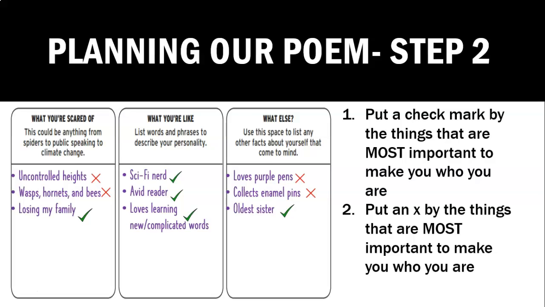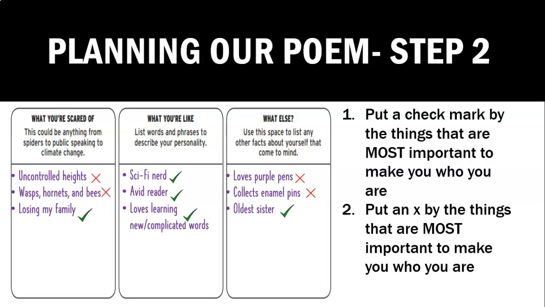But if I look at those three fears, uncontrolled heights, not liking bees, not liking wasps, if those things were different, if I actually enjoyed heights, if I weren't afraid of bees, that wouldn't make me a completely different person. It's not that important to who I am as a person. So I put an X next to it. But losing my family, if I wasn't afraid of losing my family, that would make me a completely different type of person than I am. So I put a green check mark next to that.